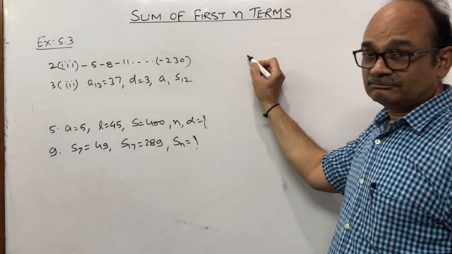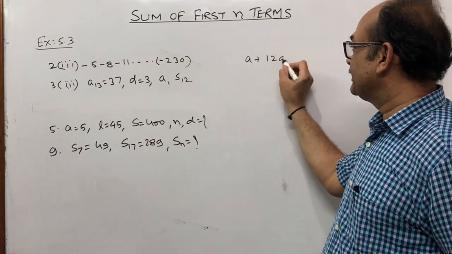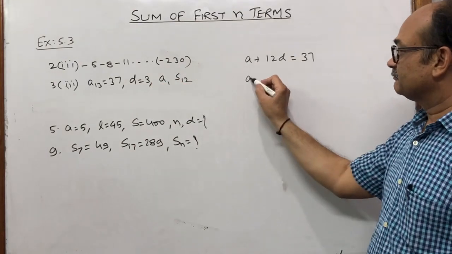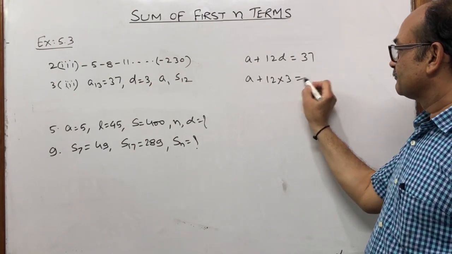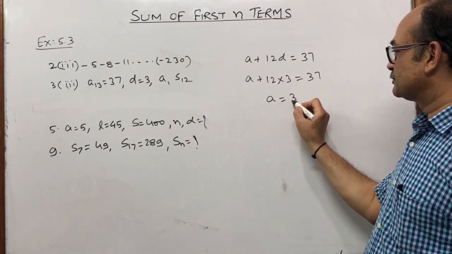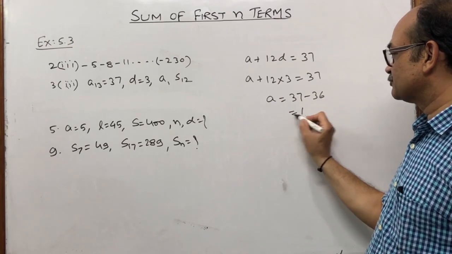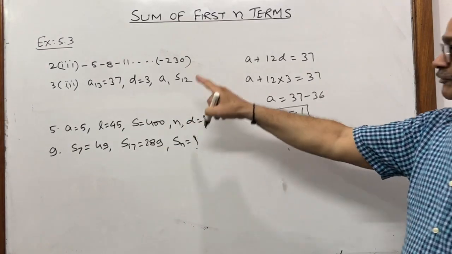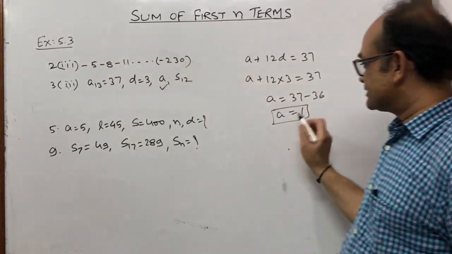A13, the 13th term, means a plus 12d, is given as 37. d is given as 3. That is, a equals 37 minus 36, which is 1. Now you know a, you know d. We wanted to calculate a, so a is 1.